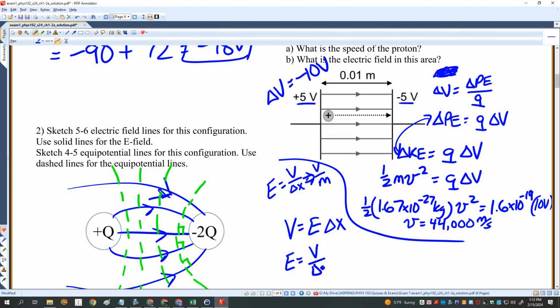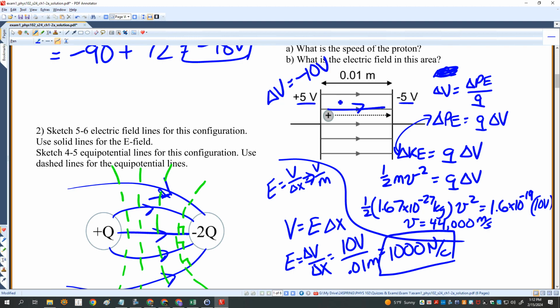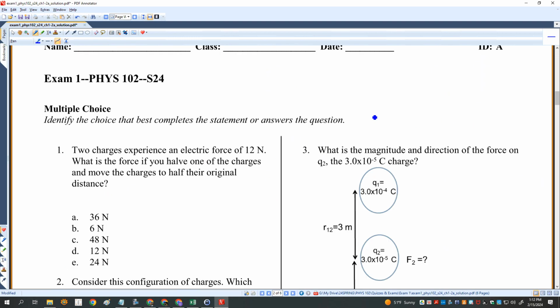So if I want to know the electric field, I say that the electric field is V over delta X or delta V over delta X. I'm just looking for the magnitude of it. And so that's going to be, I don't need to worry about the signs, 10 volts over 0.01 meters. And that gives me an electric field of 1,000 newtons per coulomb. And I already know the direction is going to be to the right there. Let's look at multiple choice.